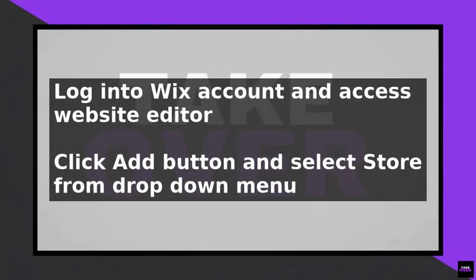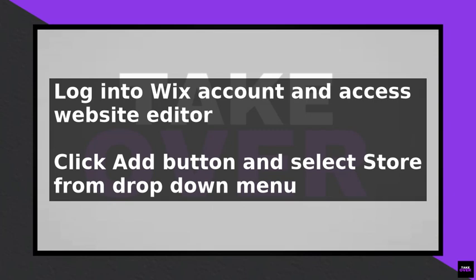To add a store to your Wix website, start by logging into your Wix account and accessing your website editor. Click on the Add button on the top bar and select Store from the drop-down menu. This will open the Wix e-commerce platform where you can create and manage your online store.